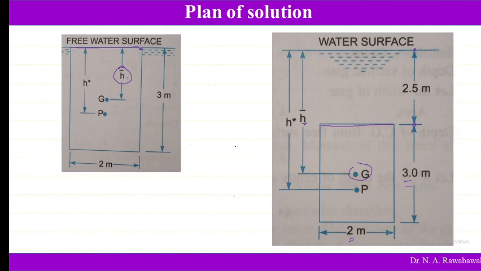So in the first case, h bar is half of this depth. Because the center of gravity is at 1.5 meter and this edge is coinciding, therefore h bar is equal to 1.5 in the first case. In the second case, h bar is equal to 2.5 plus this distance, 1.5. So h bar in the second case is 4 meters.